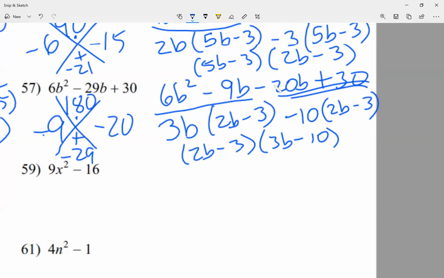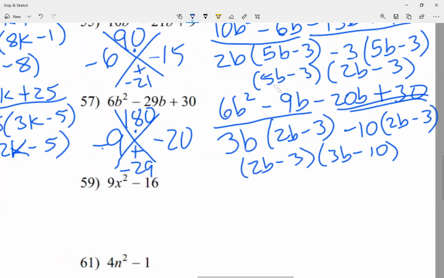I know I did quite a good amount, but I wanted you guys to see it. That is not that difficult. When you do your pyramid, when you do the X thing, that's actually going to give you how to split the middle term. And from there, it's easy.